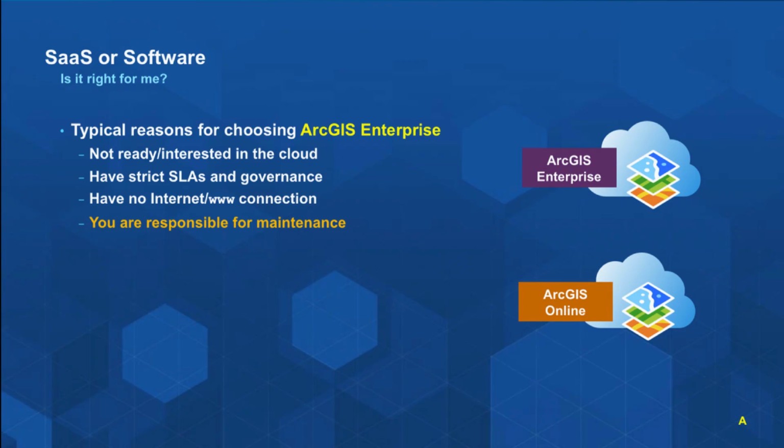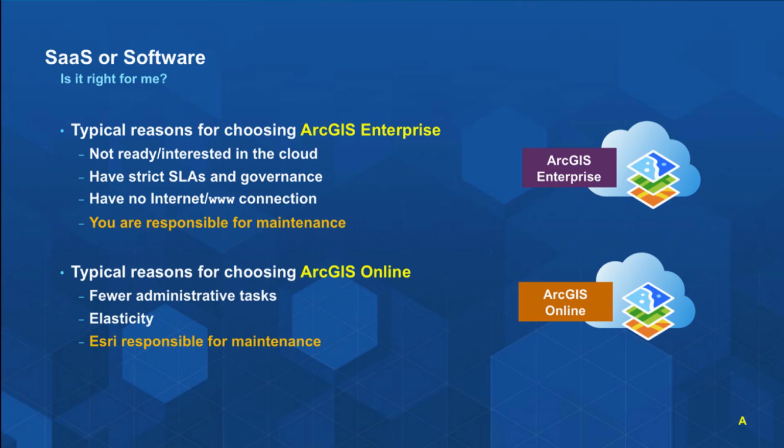And which one you choose really depends on your IT realities. Sometimes your organizations are not ready to adopt the cloud, or they have strict compliance or governance requirements. And for those cases, you might use ArcGIS Enterprise. But if you don't want to be bothered with administrative tasks and you want Esri to take care to scale it for your needs, then ArcGIS Online may fit your needs. It doesn't really matter to an application developer where the portal is.